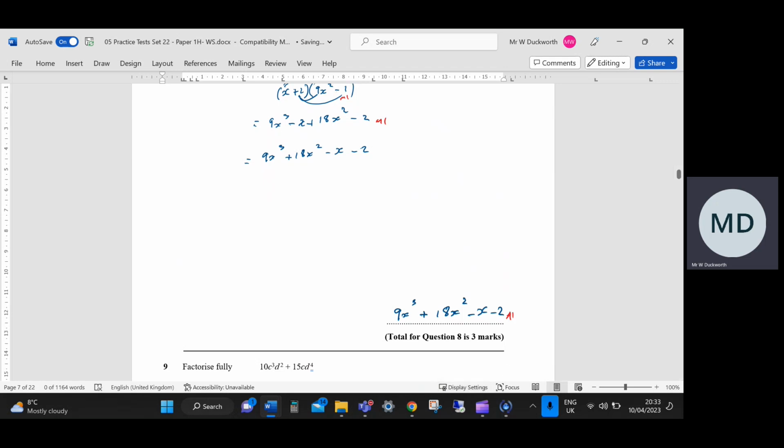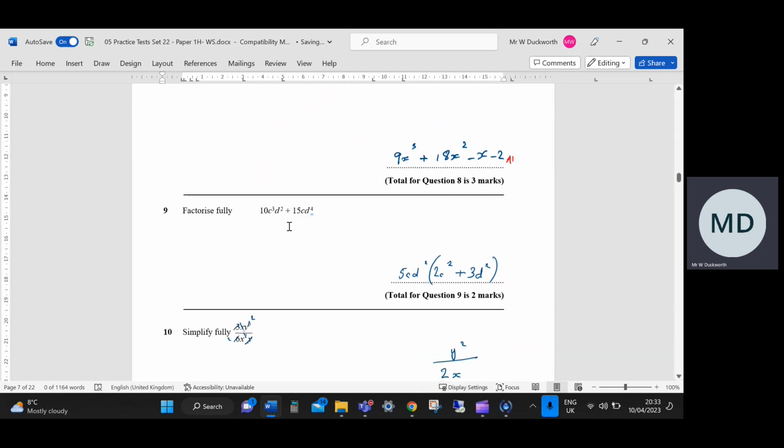Right, question 9. Factorize fully. We're just going straight B2. But it says B1 for correct partial factorization, so if you've not spotted that 5cd squared was the full factor that we could take out, if you've only spotted part of that, then you can pick up 1 B mark.